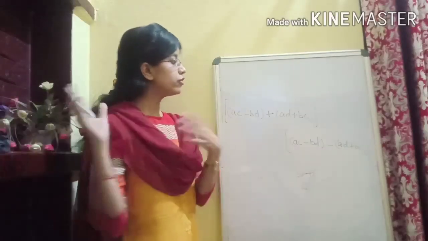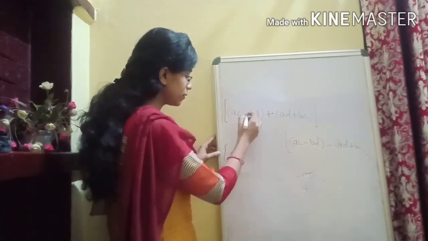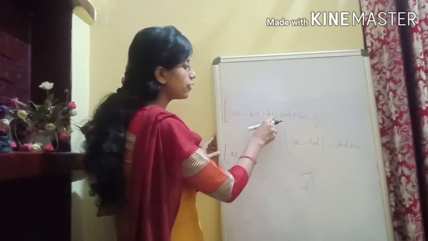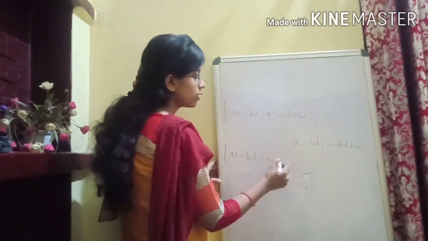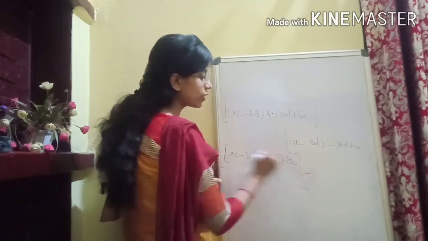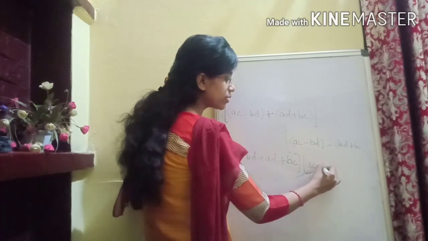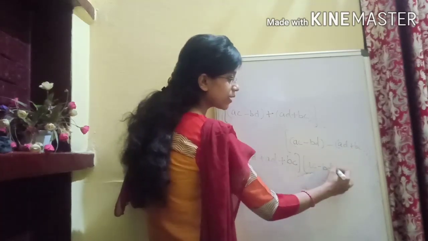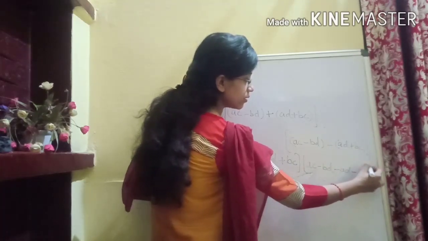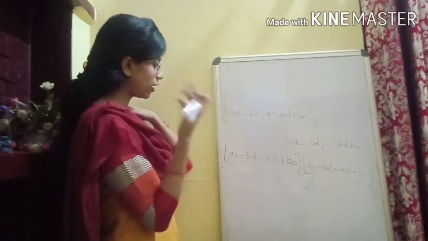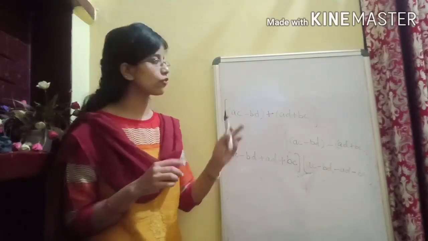Is it okay? Now we just have to simplify it further. It is AC minus BD, and when you open the bracket, since it is a plus sign, it will be the same, that is AD and plus BC. Okay. And now you see this bracket, it is AC minus BD. When you open this bracket, minus AD, and it will give you minus BC. So that's how we have it, and this is our factorization of the given question.